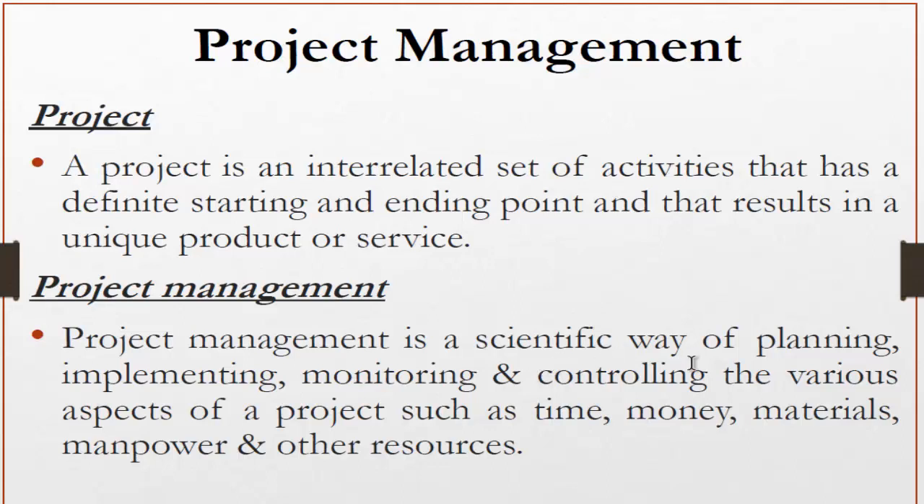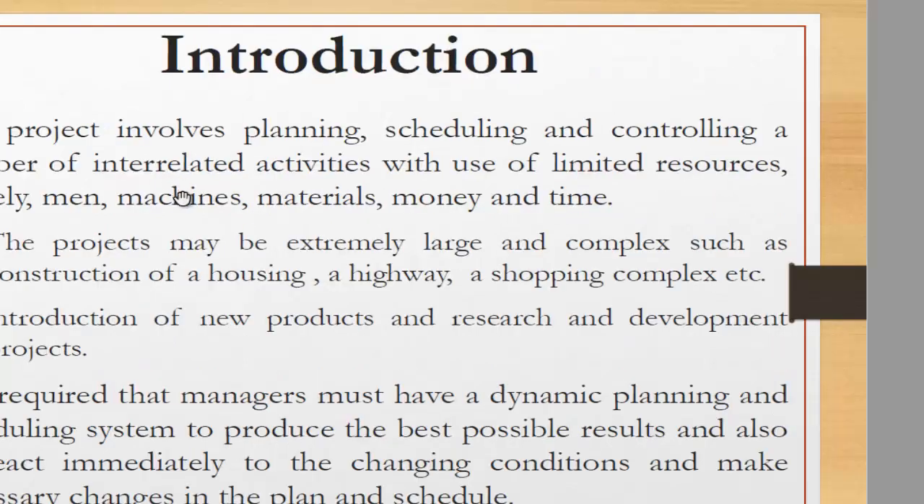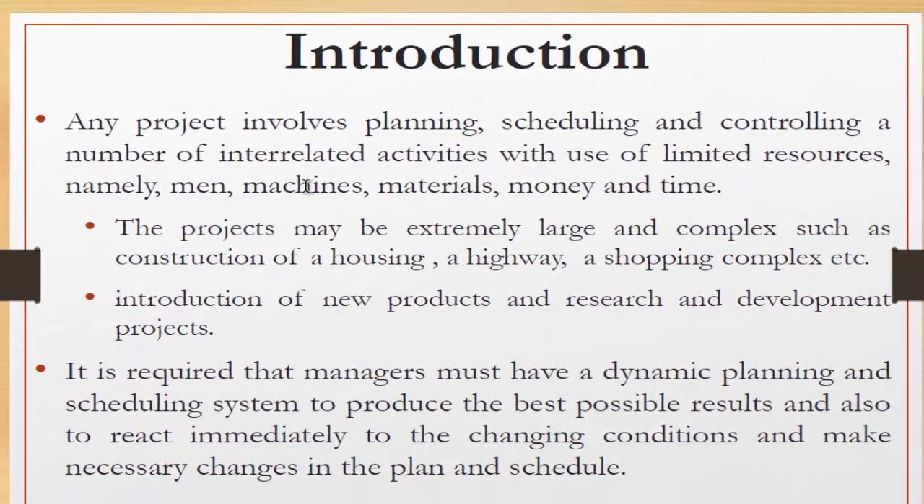It's a scientific way of planning. You have to plan first, then implement, then monitor, and then control various aspects of projects: time, money, material, manpower, and other resources. So the project involves planning, scheduling, and controlling a number of interrelated activities, and we need to know that these activities are all interrelated. And we have to use limited resources, which could be man, machine, material, money, and time. And projects can be extremely large and complex.